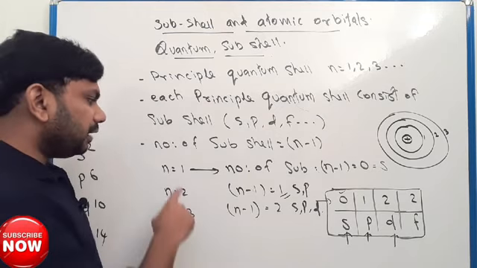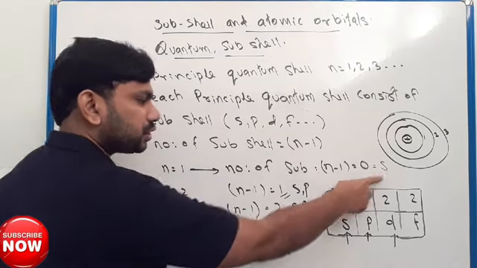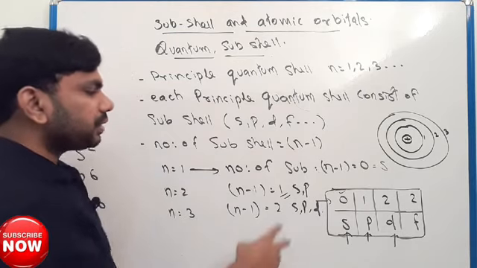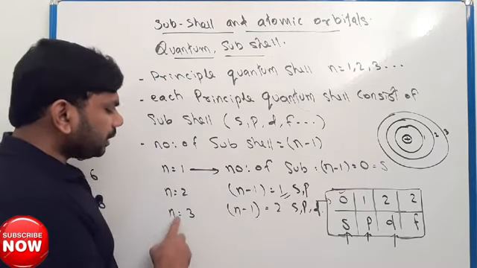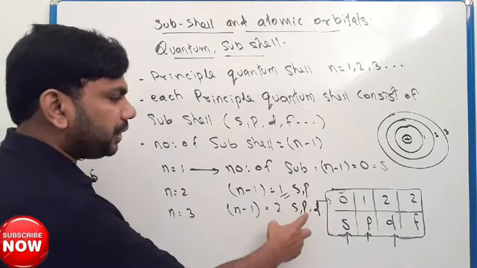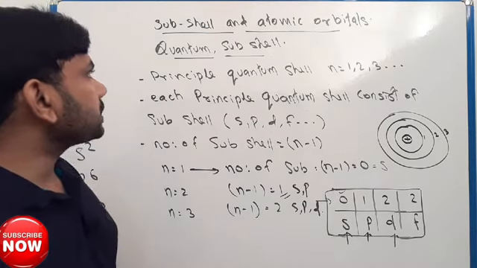So remember, in the first energy level there is only one subshell, the s subshell. In the second energy level there are two subshells, s and p. In the third energy level there are three subshells, s, p, d. Clear?